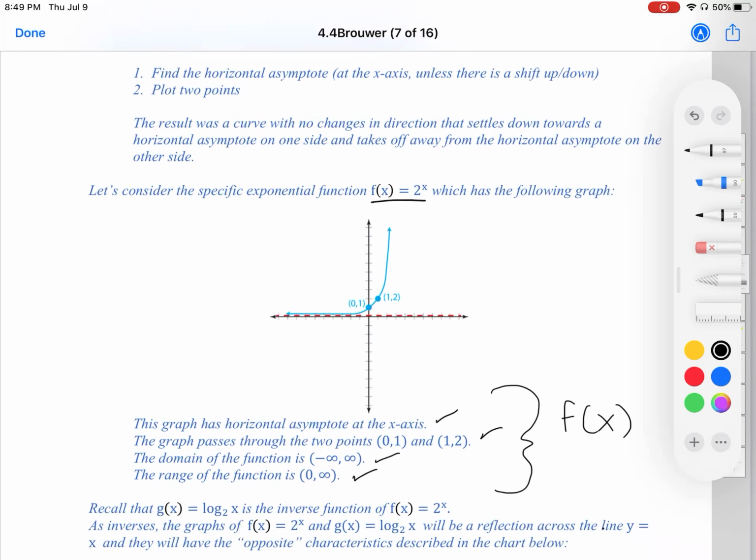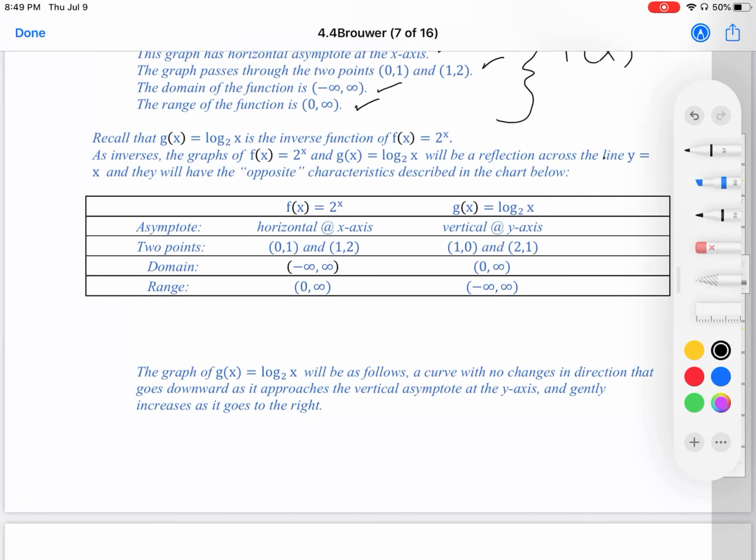What do you think will be that of our inverse? Recall that g of x equals log base 2 of x is the inverse function of f of x equals 2 to the x power. As inverses, the graphs of f of x and g of x will be a reflection across the line y equals x, and they will have opposite characteristics described below. So before we had a horizontal asymptote, now we'll have a vertical asymptote at x equals 0, which is the y-axis. Our 2 points will swap. So instead of having 0, 1, we'll have 1, 0. Instead of having 1, 2, we'll have 2, 1.